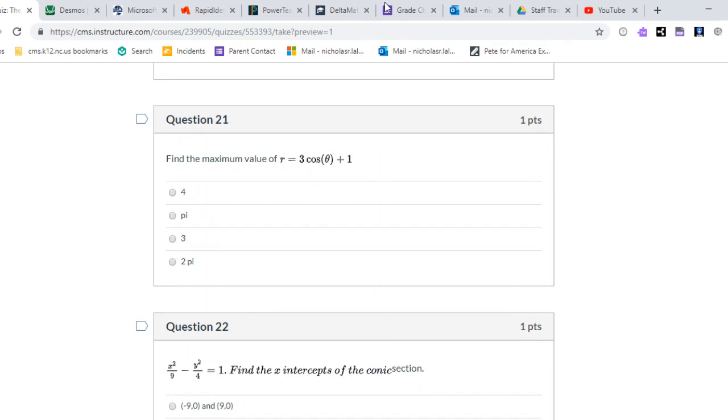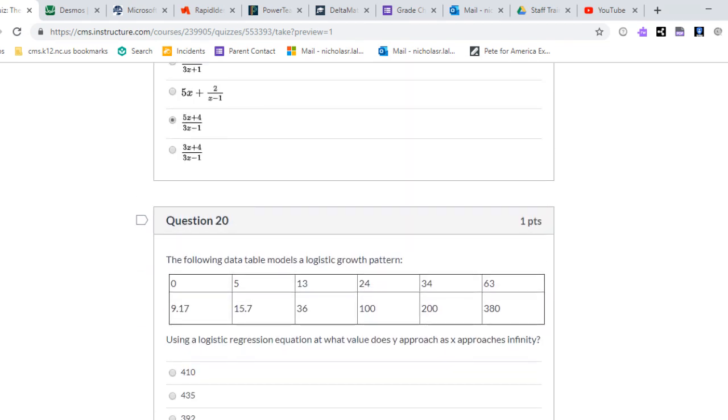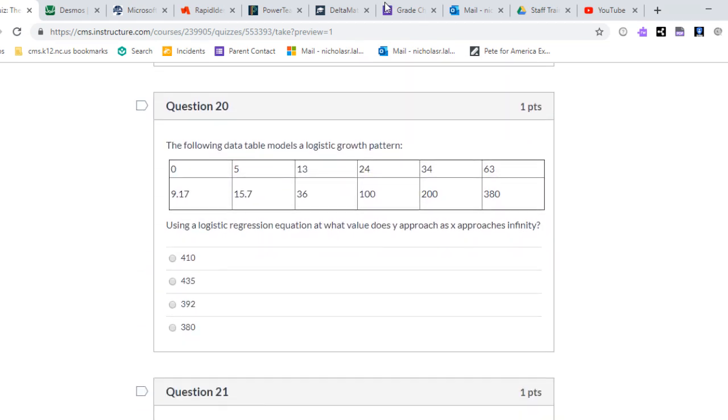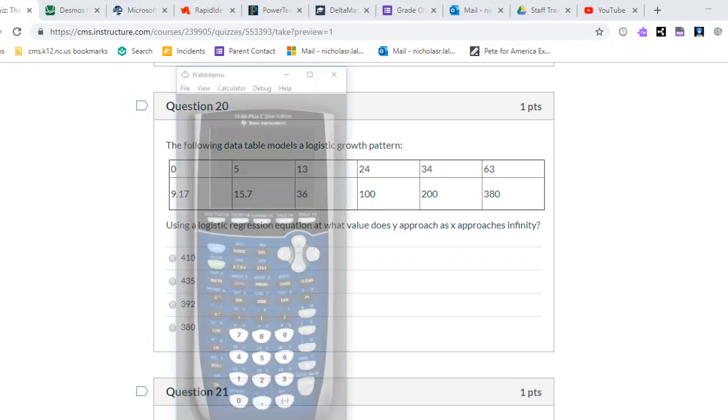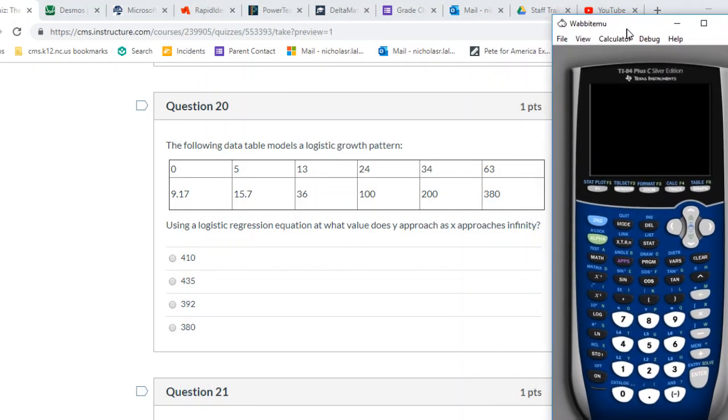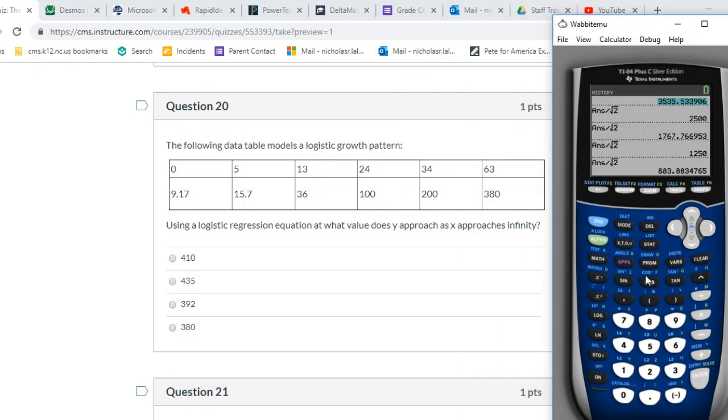The following data models a logistic growth pattern. Using logistic regression, at what value does y approach as x approaches infinity? So we need to do a logistic regression here. Let's enter in our data. Stat, edit. L1: 0, 5, 13, 24, 34, 63.